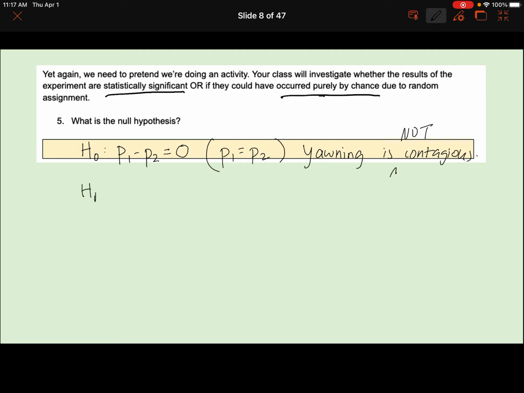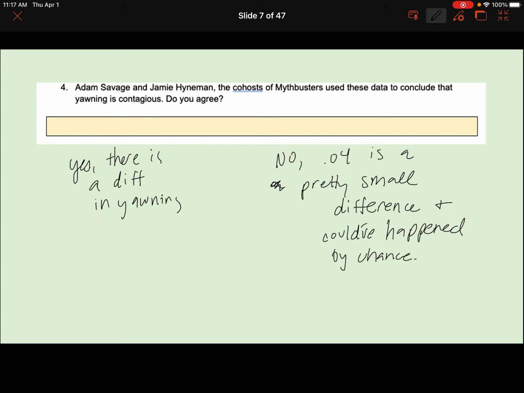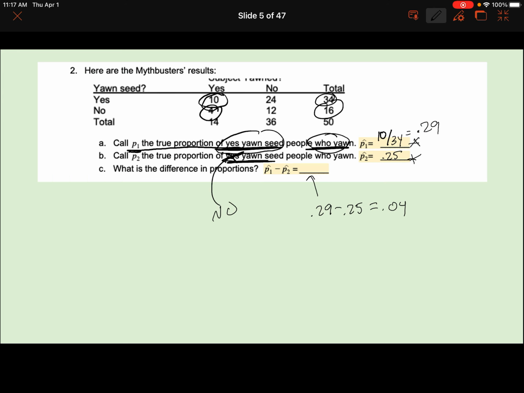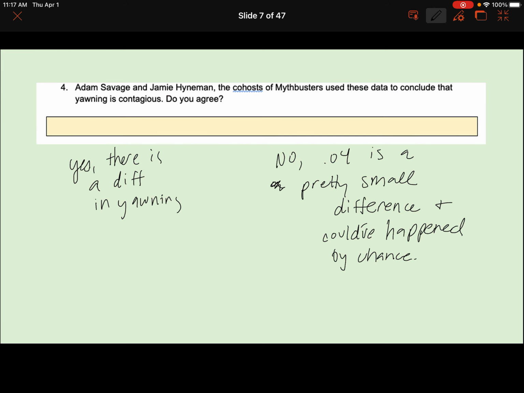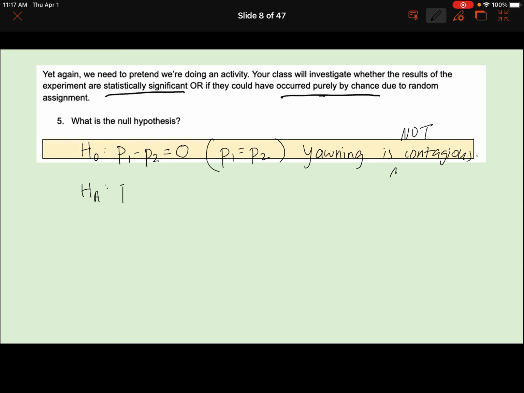I know the problem doesn't ask us for the alternative hypothesis, but I can go ahead and write that in anyway. You don't have to, but just to be clear with it. I want to make sure I'm getting my 1s and 2s right. So 1 is the yes yawn seed people. My alternative hypothesis would be that if I subtract the yes yawn seed minus the no yawn seed, that's going to be greater than 0. And that would be that yawning is contagious. So again, that was just a little extra, but usually we write out both hypotheses.